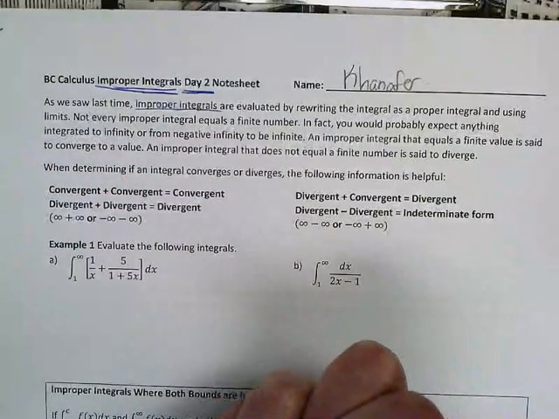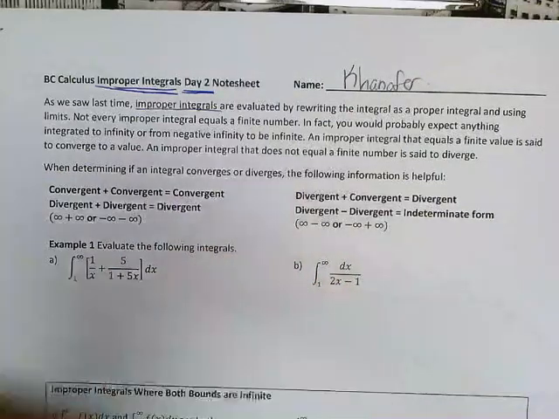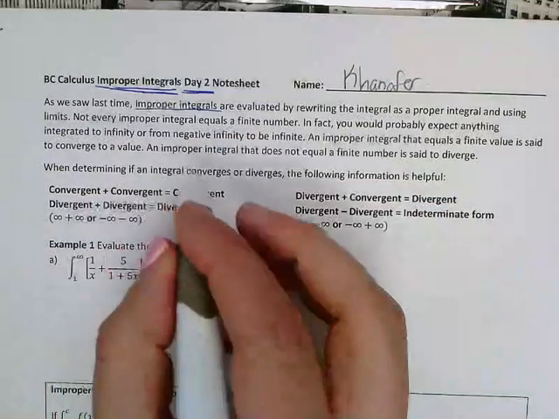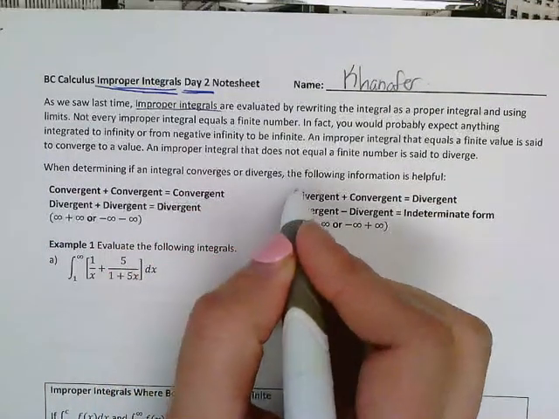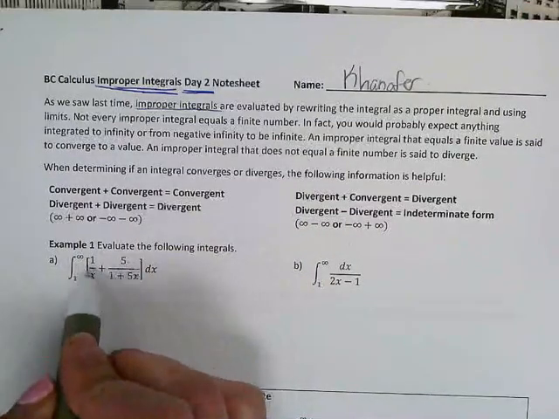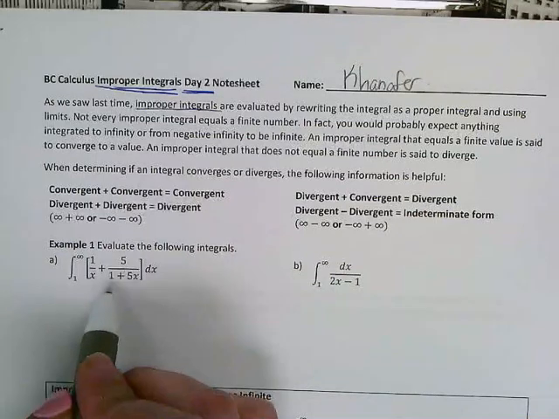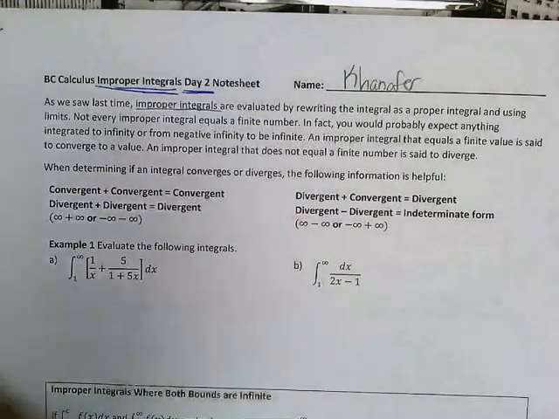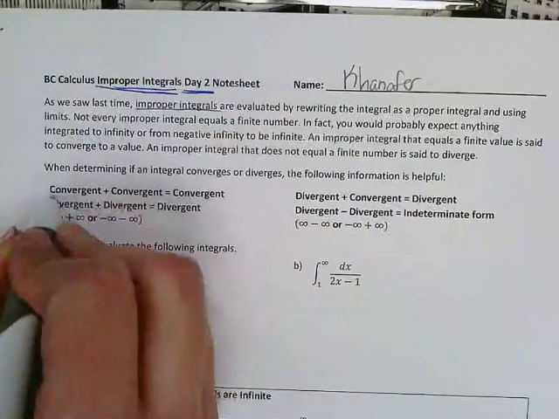There are different things, different ways that we've learned on how to rewrite an improper integral as proper. So, when determining if an integral converges or diverges, the following information can be helpful. So what we used to do before is we used to look at this problem and kind of combine, get a common denominator, and then go from there. These little rules kind of help us out a little bit.